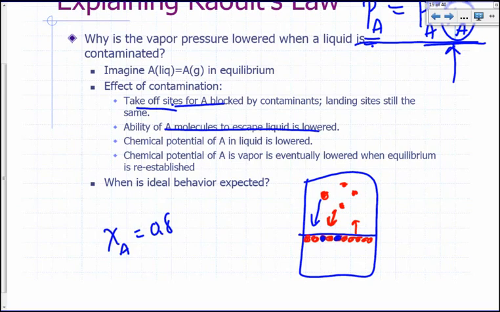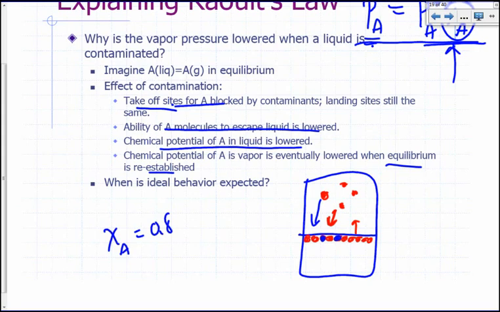So you say the chemical potential of A has been lowered. Its ability to disappear from the liquid has been lowered. Okay? So the chemical potential of A in the liquid is lowered, and so the chemical potential of A in the vapor has to go down eventually. The way it goes down is by lowering the pressure. So eventually you'll have fewer gas molecules in the vapor when equilibrium is reestablished. So that is the interpretation of ideal behavior.